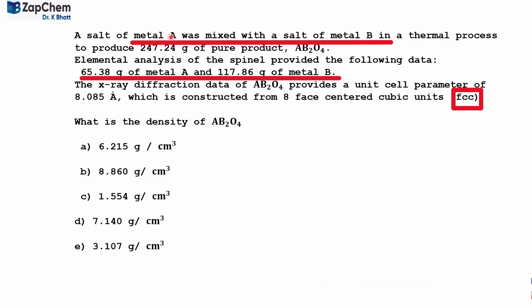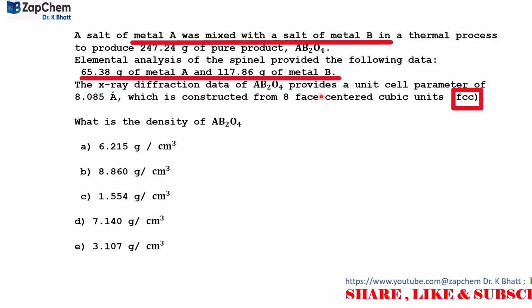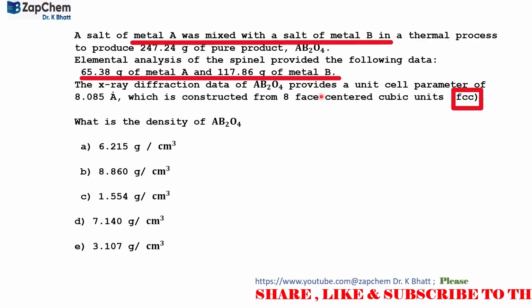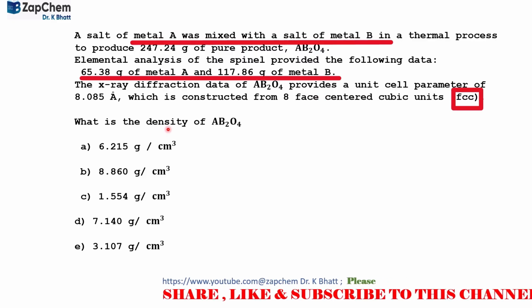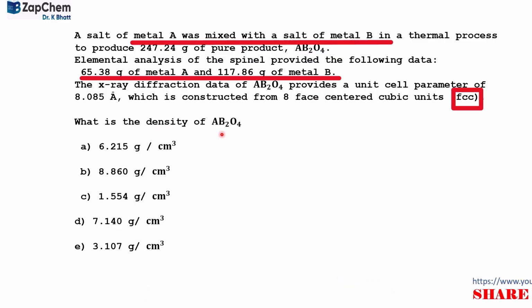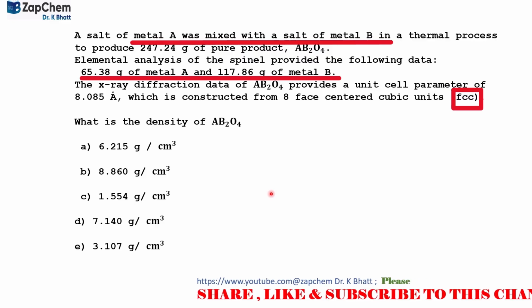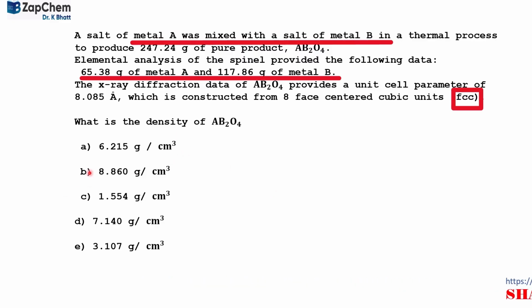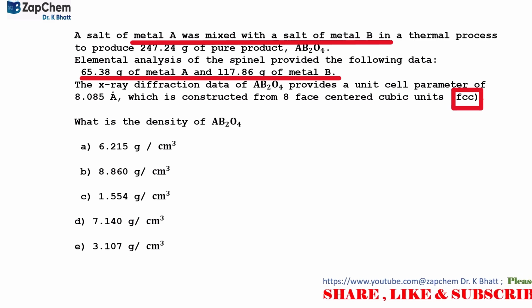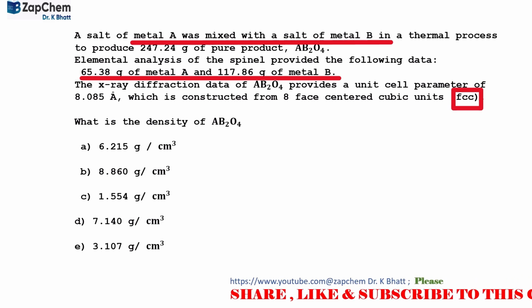So after reading all this, we easily find that this is a question related to our studies on solid state, and we have to find out the density of the compound AB2O4, and a number of options are given there. We have different values and we have to find the correct value for the density according to the options provided. Now how will we do this? We have to pay attention once again to what is given and what is to be found.